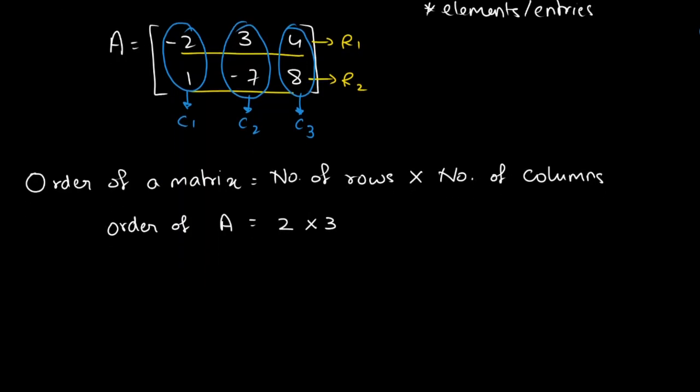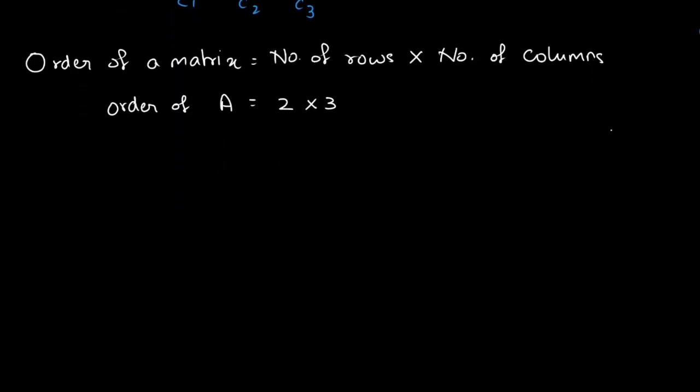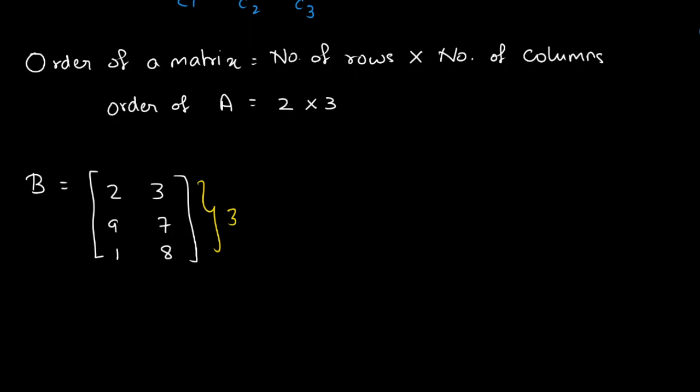So let's take another quick example and see what's the order of that matrix. Let's consider a matrix B, which is 2, 3, 9, 7, 1, 8. As you can see here, this matrix has 3 rows and 2 columns. So I can say the order of matrix B is 3 by 2.